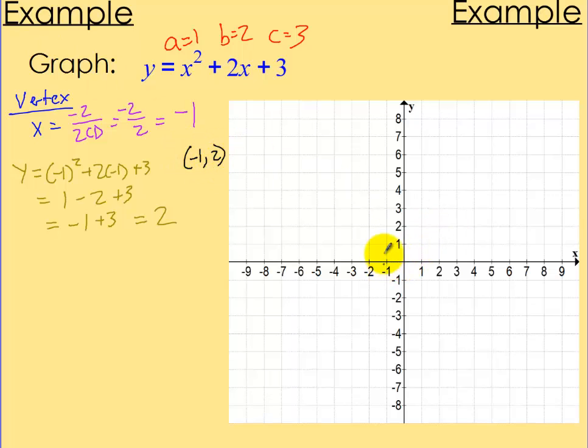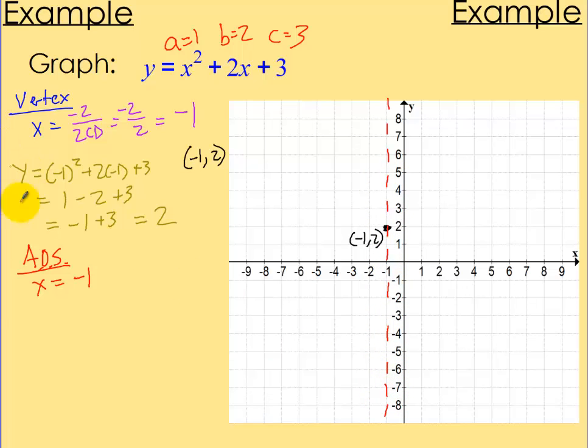I'm going to plot that point, negative 1, 2. Put a vertex right there and label it. Now I found the vertex, I've got to write my axis of symmetry. The axis of symmetry, AOS, is going to be at x equals whatever the x value was, negative 1. So I'm going to do a dashed line at x equals negative 1, so I know where to mirror. Okay, axis of symmetry is in.